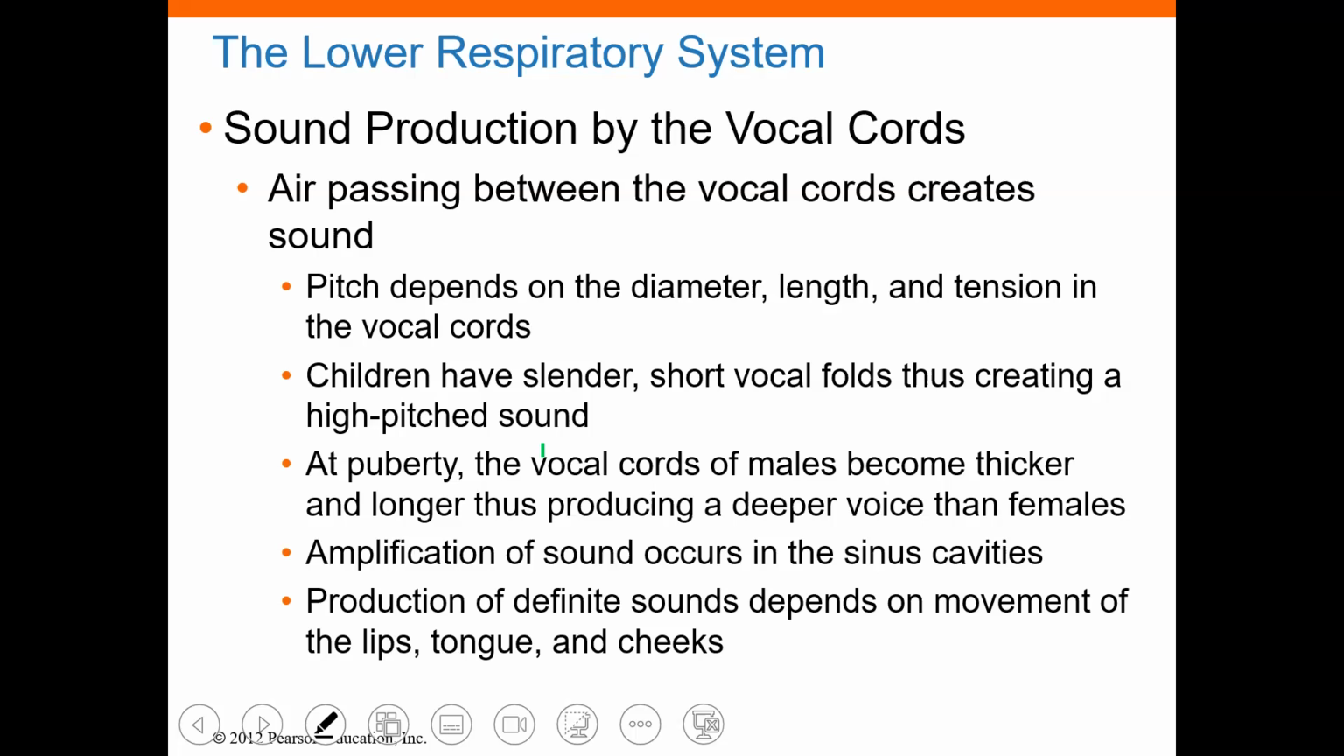So sound production by the vocal cords. Air passing between the vocal cords creates sound. Pitch depends on the diameter, length, and tension in the vocal cords. Children have slender, short vocal cords or vocal folds, thus creating a high-pitched sound. At puberty, the vocal cords of males become thicker and longer, thus producing a deeper voice than females, typically. Amplification of sound occurs in the sinus cavities, and production of definitive sounds depends on the movement of our lips, our tongue, and our cheeks.